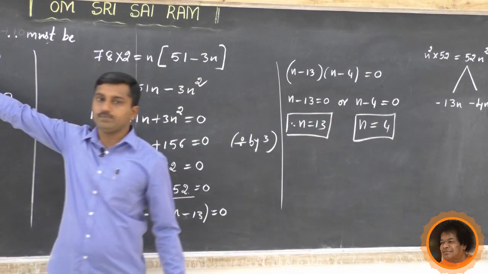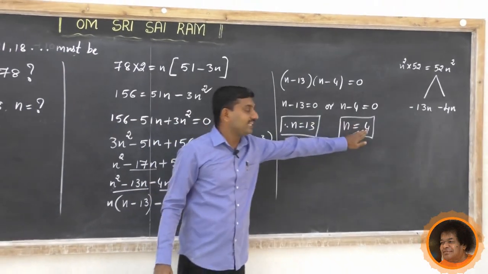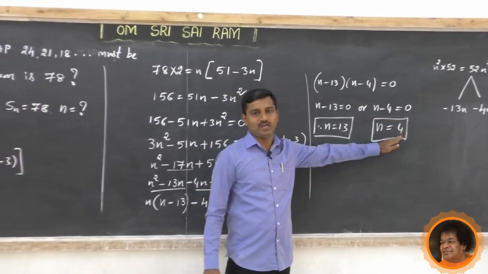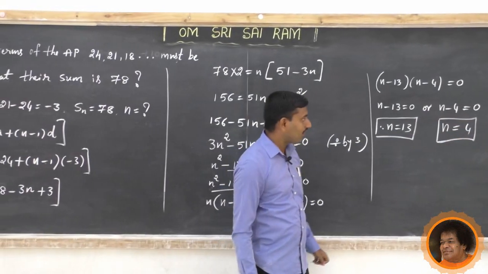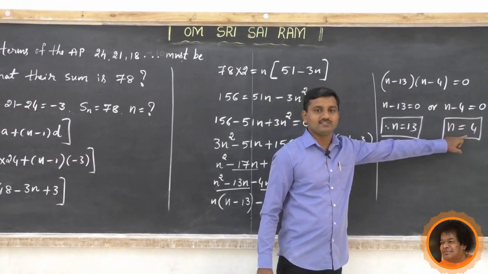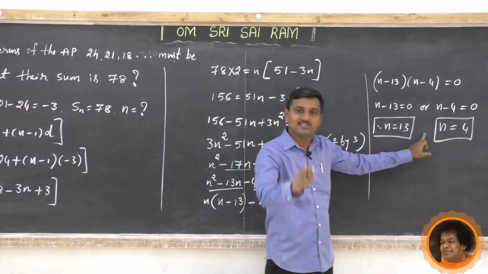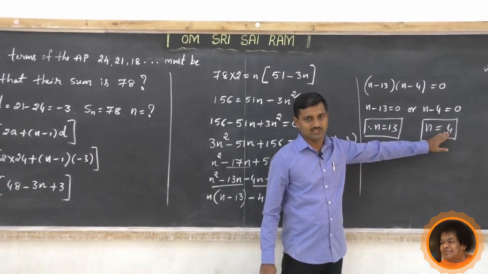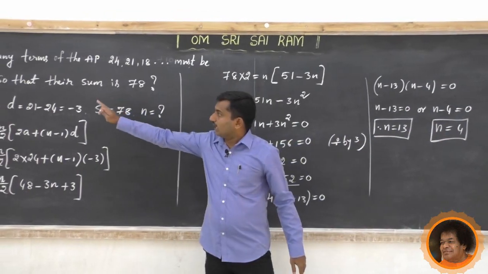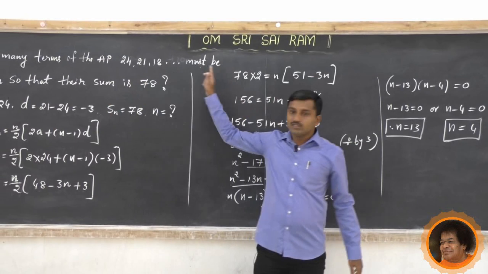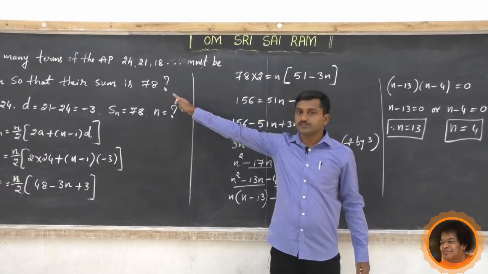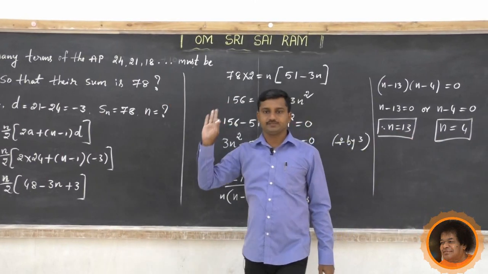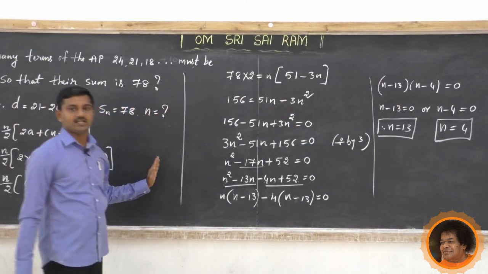How many terms of the AP? n equal to 13 or n equal to 4. There are two possibilities. Both values, 13 as well as 4, are admissible, acceptable values, because n must be a positive integer. So this is the answer. What is the meaning? Either the sum of the first 4 terms is 78 or the sum of the first 13 terms is 78. I think this problem is clear.